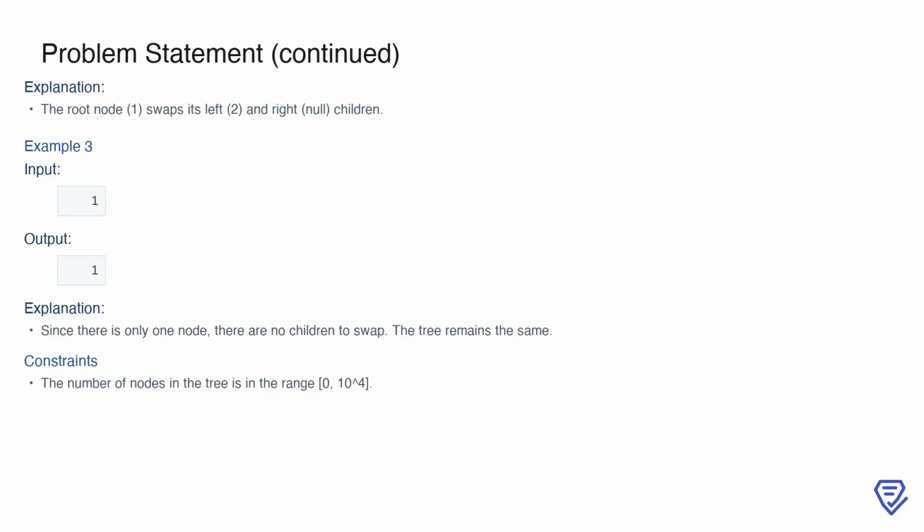Now, let's examine the third example. Here, the input tree contains only one node, 1. Since there are no children to swap, the tree remains unchanged after inversion. This illustrates that when a tree has a single node, no action is needed since there's nothing to invert.